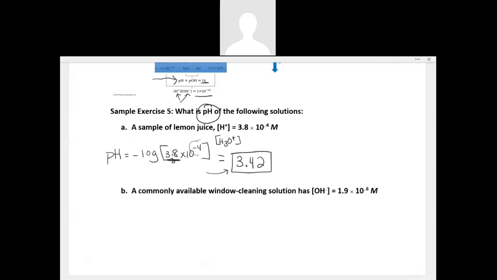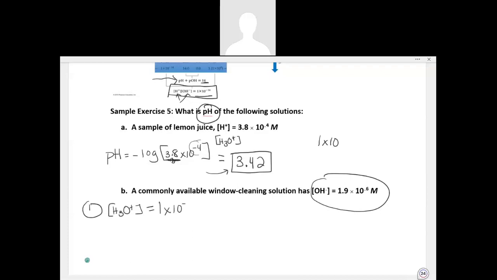Let's take a look at part B here. We're asked to find pH, but we're given the hydroxide ion concentration. So we're going to have to break this down into a couple of steps. In our first step, we need to solve for our hydronium ion concentration. If you recall, we know that 1 times 10 to the negative 14th is equal to our hydroxide times our hydronium ion concentration. So I'm going to rearrange that relationship: 1 times 10 to the negative 14th divided by my hydroxide ion concentration.